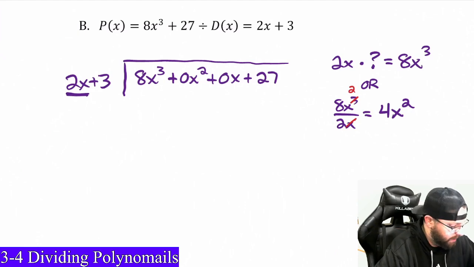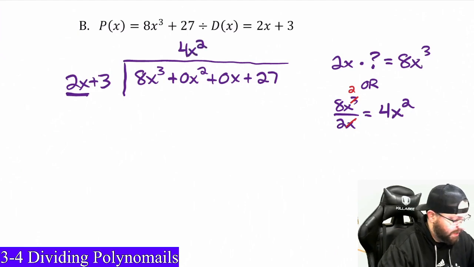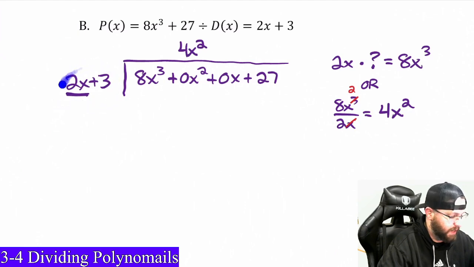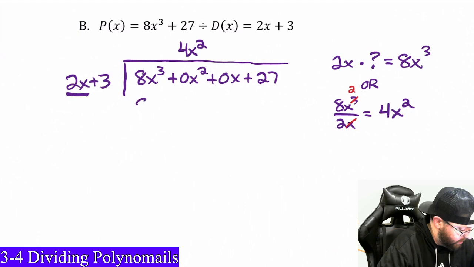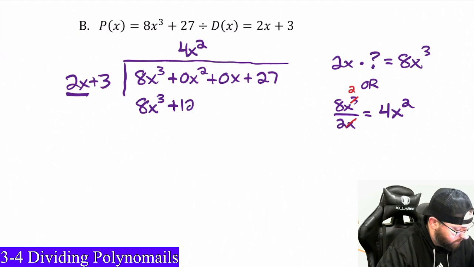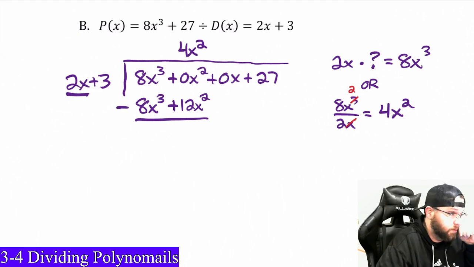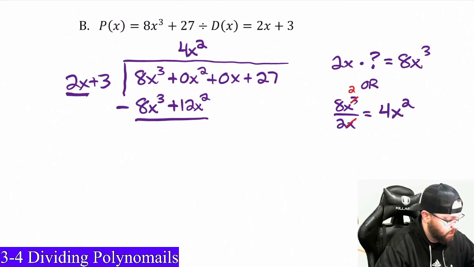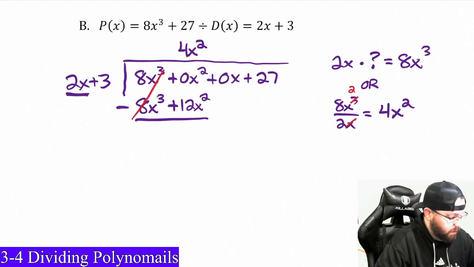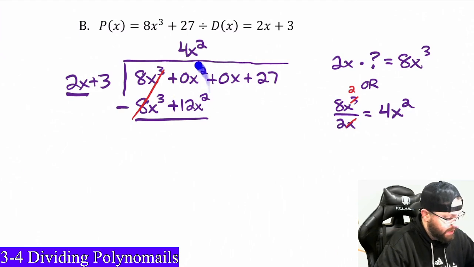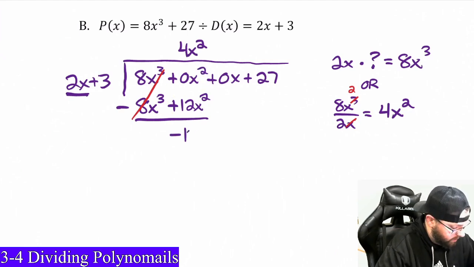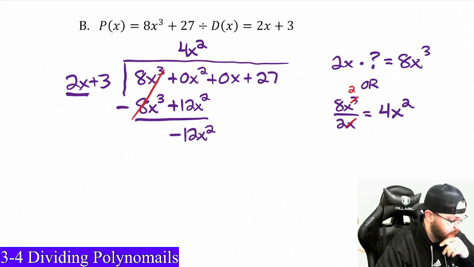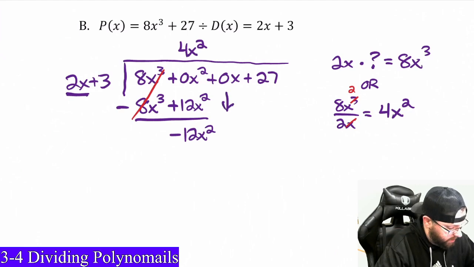So we want to multiply by 4x squared. Okay, and we're going to multiply each part of our divisor by 4x squared. So we're going to get 8x cubed, and then 3 times 4x squared is plus 12x squared. Okay, and we're going to subtract it. So when we subtract that, our 8x cubes cancel out. But now remember, we're taking 0 minus 12, so this would be a negative 12x squared. Okay, we're going to bring this next term down.